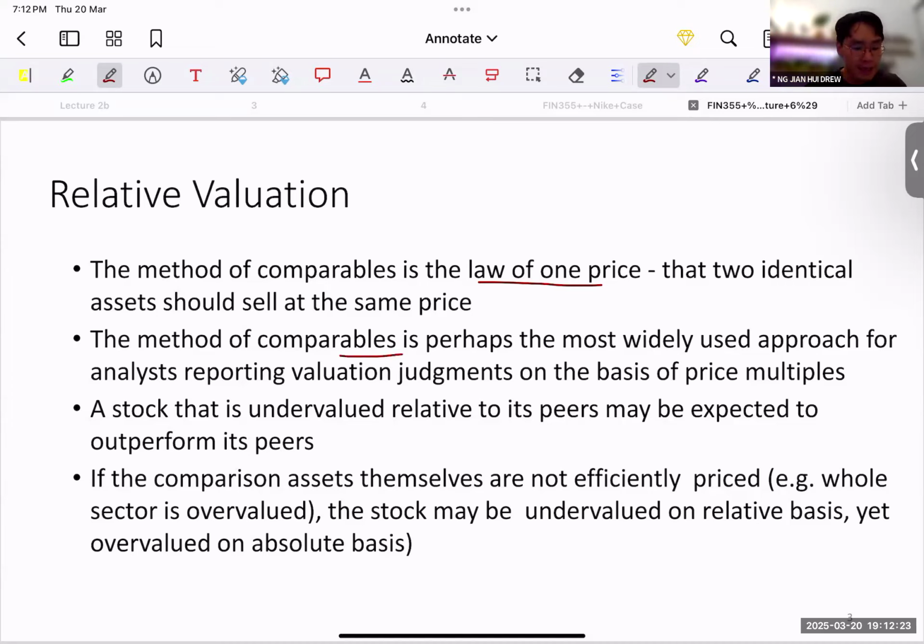The method of comparables is most likely used to make a judgment on the price. A stock may be undervalued compared to its peers, and when something is undervalued, we will buy it, and if it's overvalued, we short it.